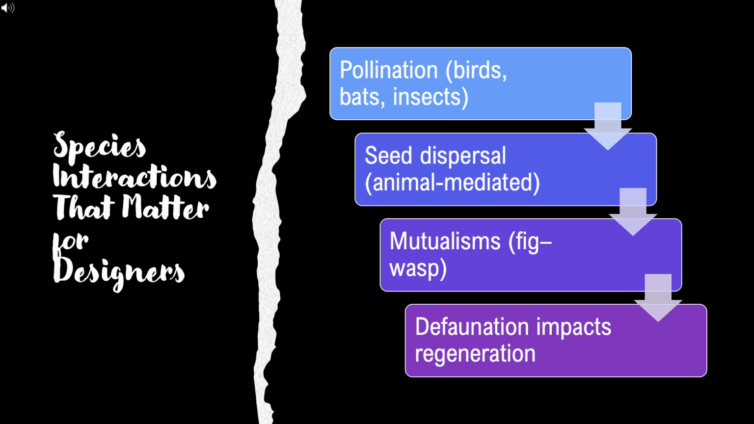And defaunation more broadly impacts regeneration in ways that aren't immediately visible. A forest can look intact structurally but be functionally dead, unable to regenerate, because the animals that maintain it are gone. As designers, you can support these relationships by selecting plants that provide food and habitat for relevant fauna.